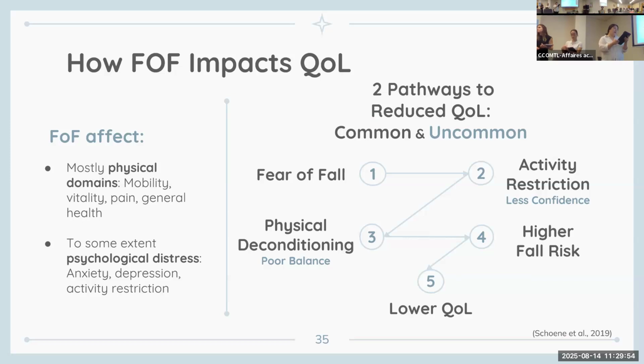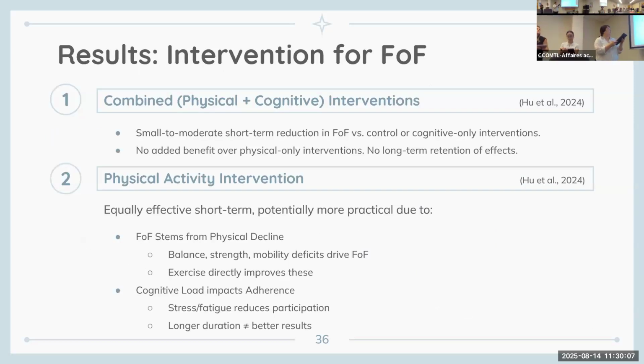The less commonly recognized pathway is through decreased self-efficacy, which is less confidence, resulting in poor balance and gait, which then increases the fall risk even without restricting activity. For effective interventions targeting fear of fall, physical activity with balance, resistance, aerobic, strength training, and Tai Chi has been shown to reduce both fear of fall and fall risk.